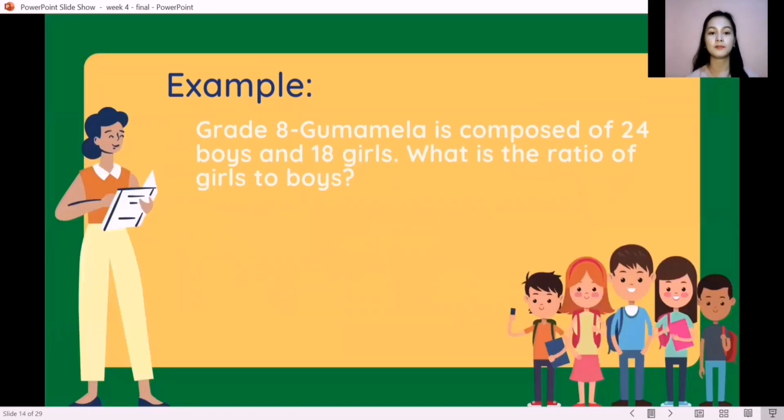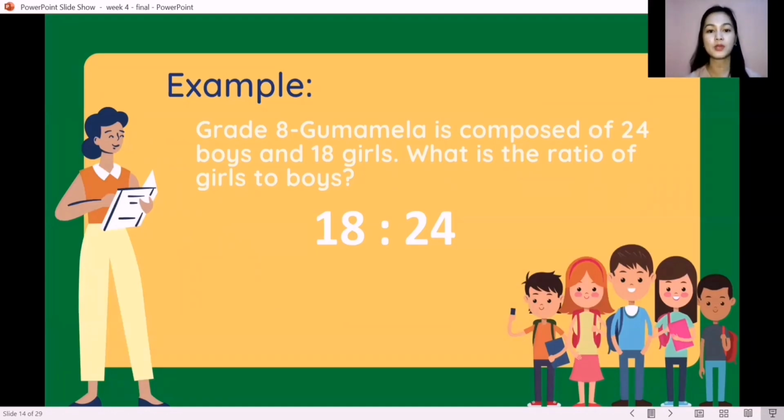Another example. Grade 8 Gumamela is composed of 24 boys and 18 girls. Now, what is the ratio of girls to boys? Grade 8 Gumamela has 18 girls and 24 boys. So the ratio of girls to boys is 18 is to 24.